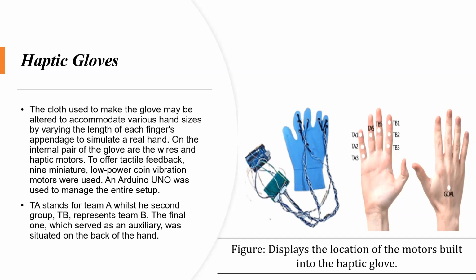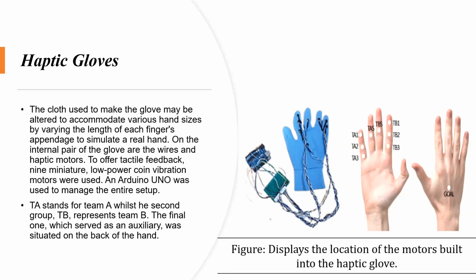The cloth used to make the glove may be altered to accommodate various hand sizes by varying the length of each finger's appendage to simulate a genuine hand. On the interior of the glove are the cables and haptic motors to offer tactile feedback. Nine miniature low-power coin vibration motors were employed.